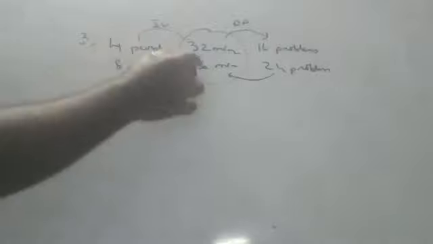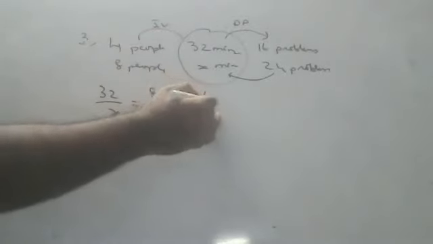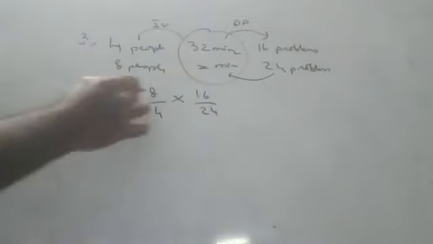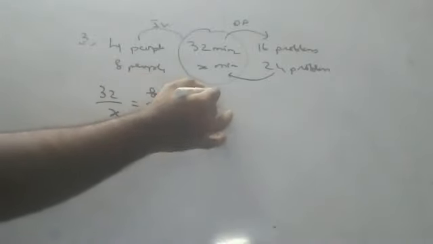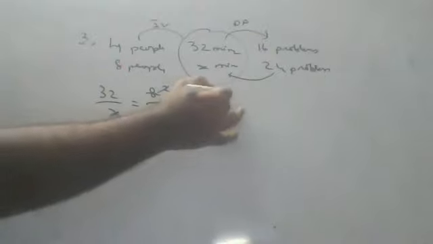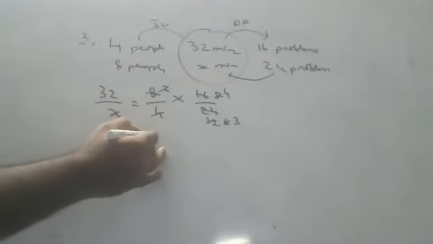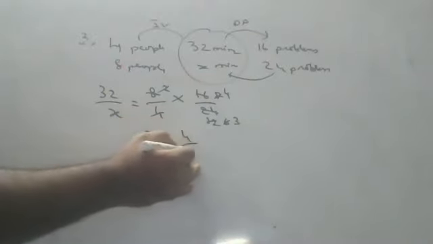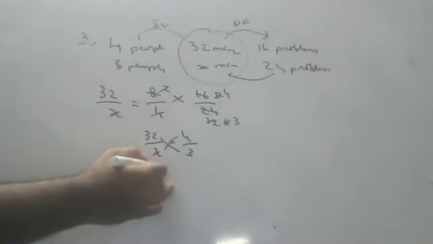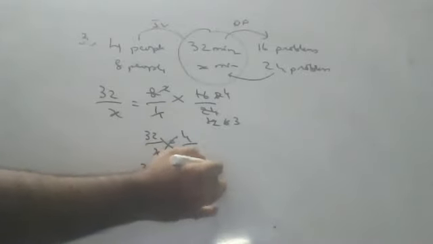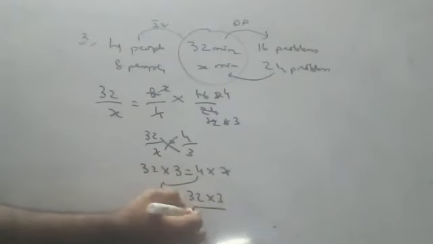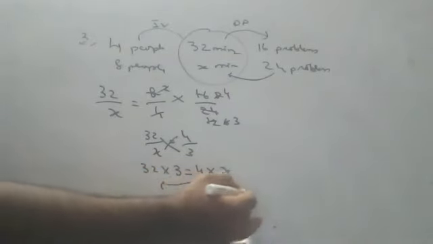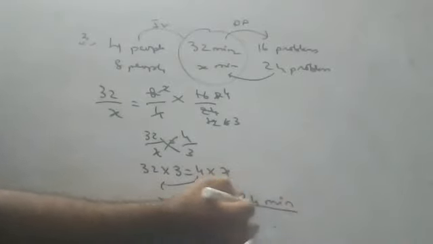So 32 by x is equal to, directly proportional, 16 by 24. Dividing by 8, 16 by 24 becomes 2 by 3. So 32 by x is equal to 4 by 3 after simplifying. Cross multiplication: 32 into 3 is equal to 4 into x. Bring 4 down. x is equal to 32 into 3 by 4, which is 8 into 3. So it will take 24 minutes.